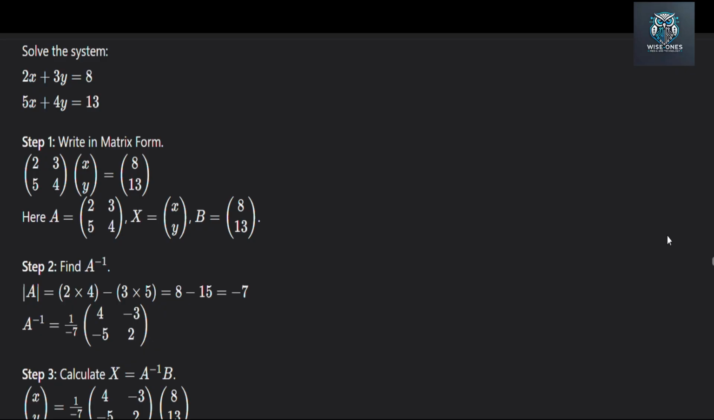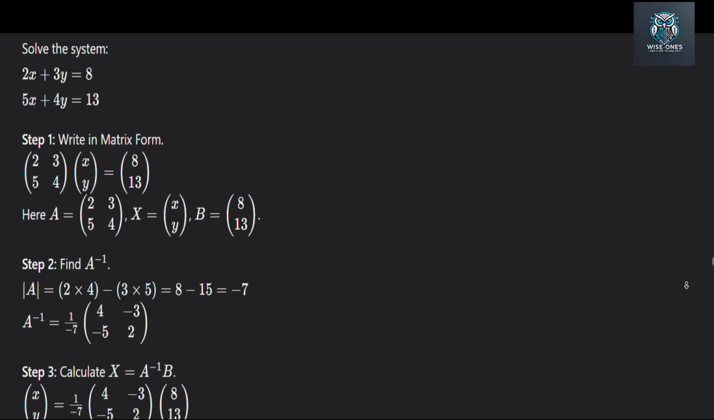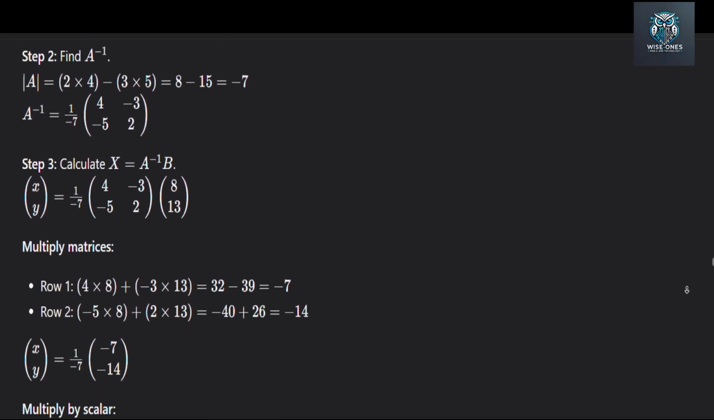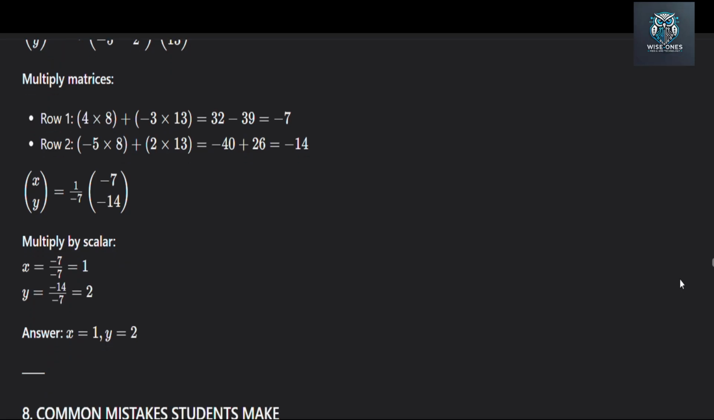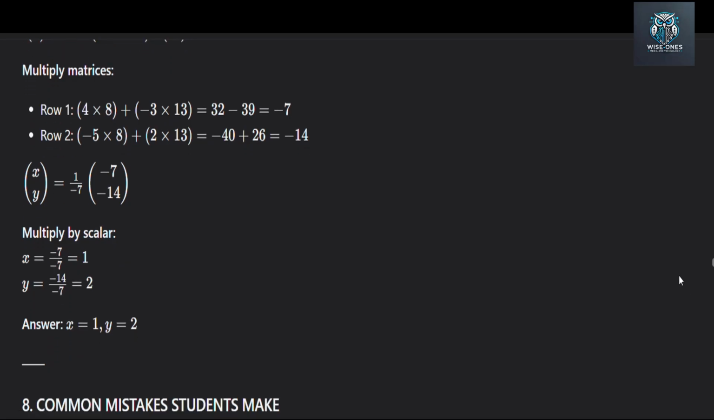Step 3. Calculate X equals A inverse B. X equals 1 over negative 7 times the matrix product. Multiply the matrix by the column vector B, 8, 13. Row 1, 4 times 8 plus negative 3 times 13. 4 times 8 is 32. Negative 3 times 13 is negative 39. 32 minus 39 is negative 7.